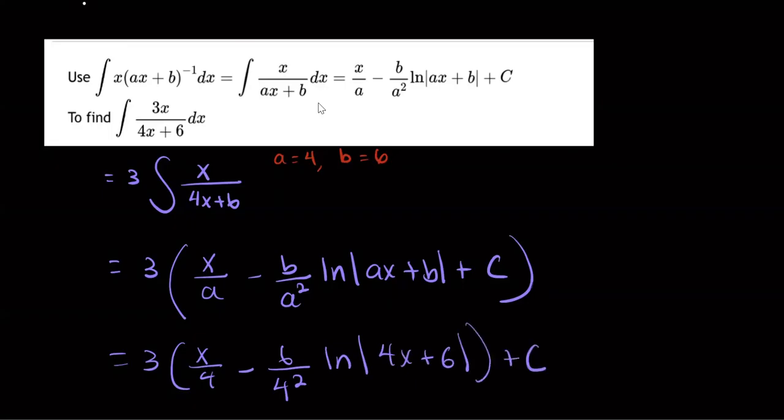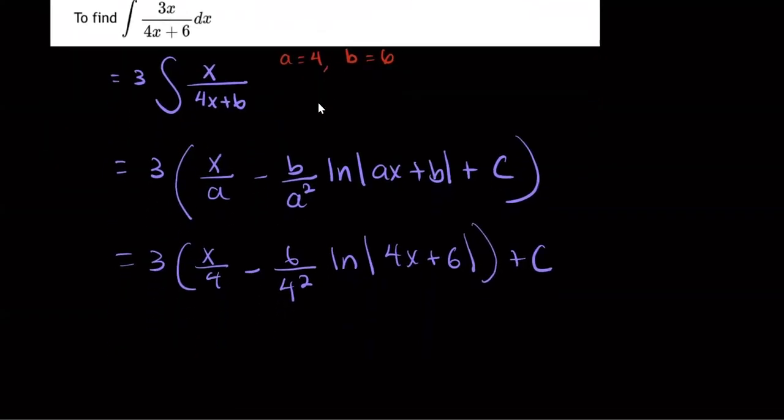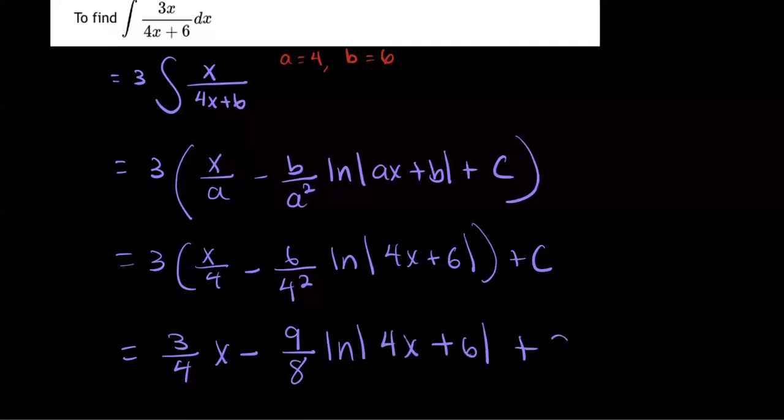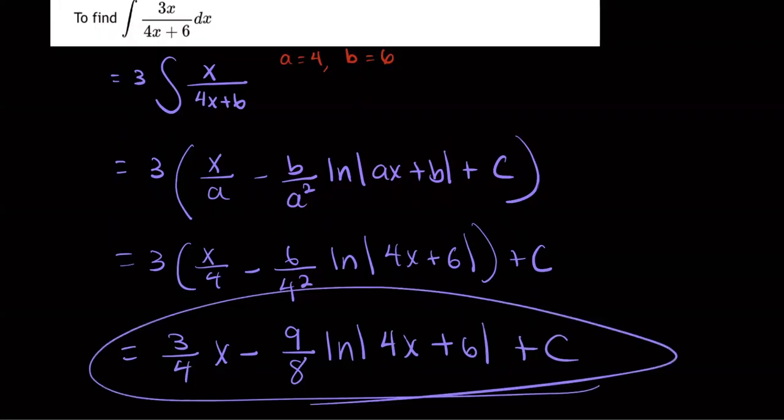And then, of course, plus c, and we should definitely distribute and simplify. So 3/4 x minus, this would become 18 over 16, which of course could reduce, and we definitely should always reduce our fractions anytime we can. So 9 over 8 ln of 4x plus 6 plus a constant, ta-da.